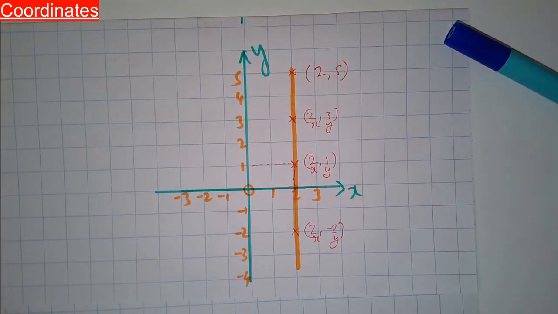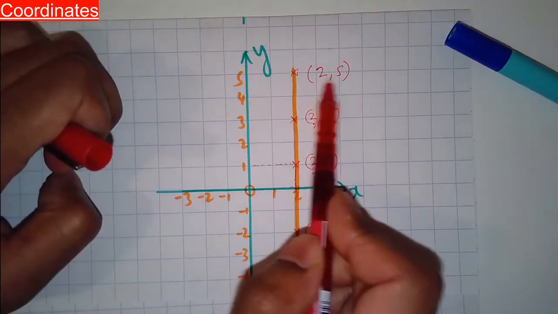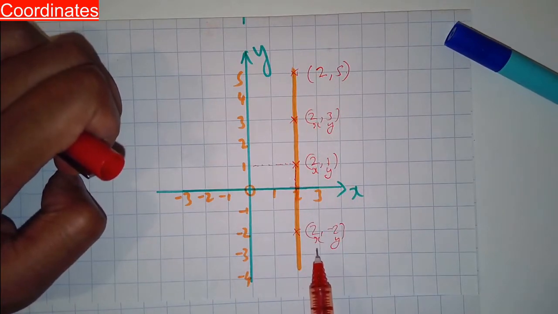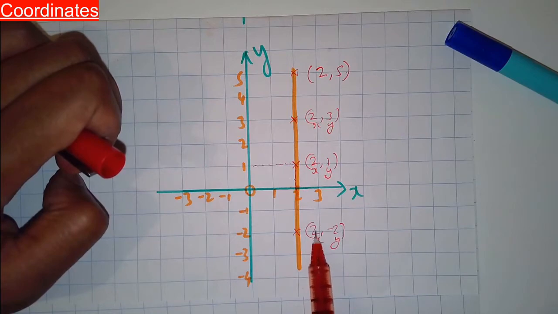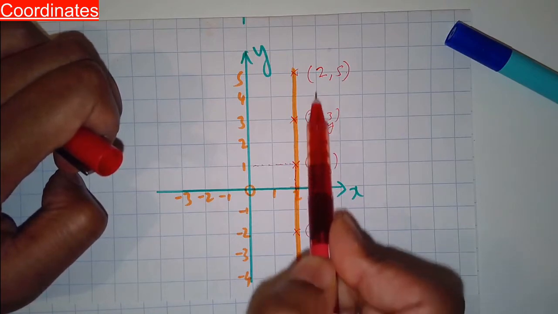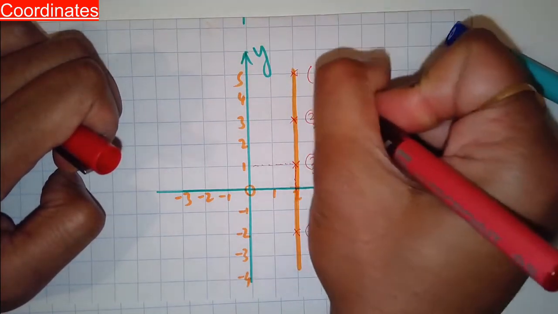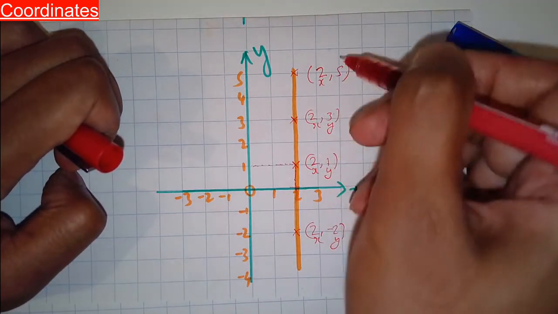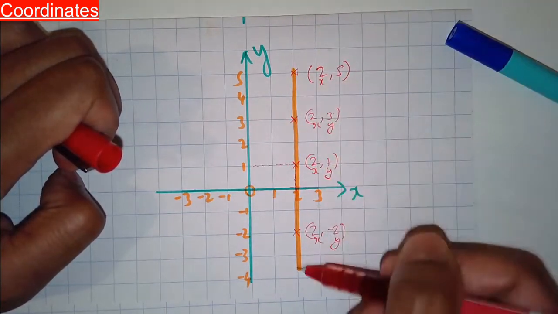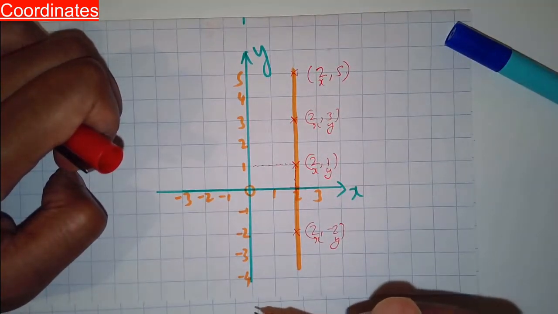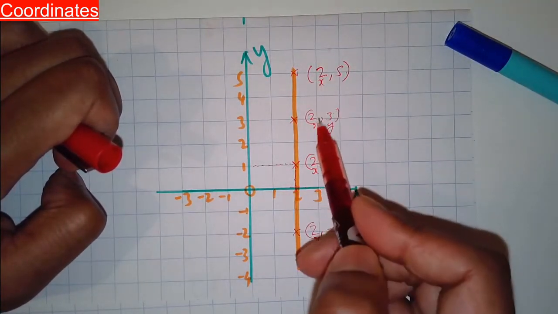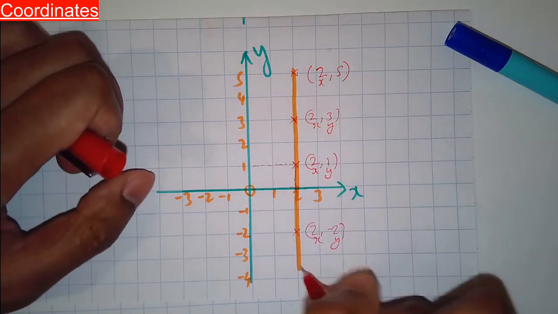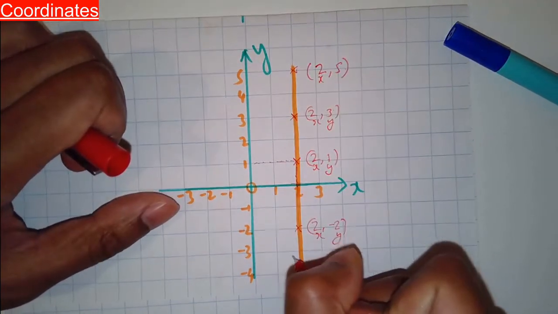Now you'll notice all of these coordinates have got something in common. x equals 2 here, x equals 2 there, x equals 2 there, x equals 2 there. The y values are different, 5, 3, 1, -2, because they're all over the place along the y-axis. But the x values are the same, x equals 2. This orange line here is called x equals 2.